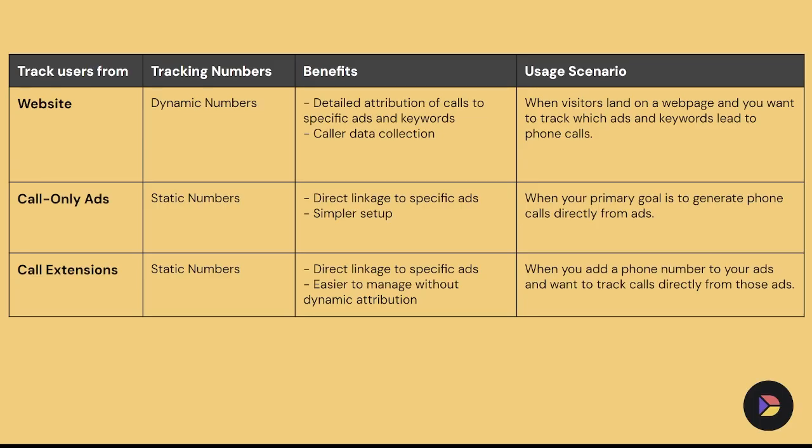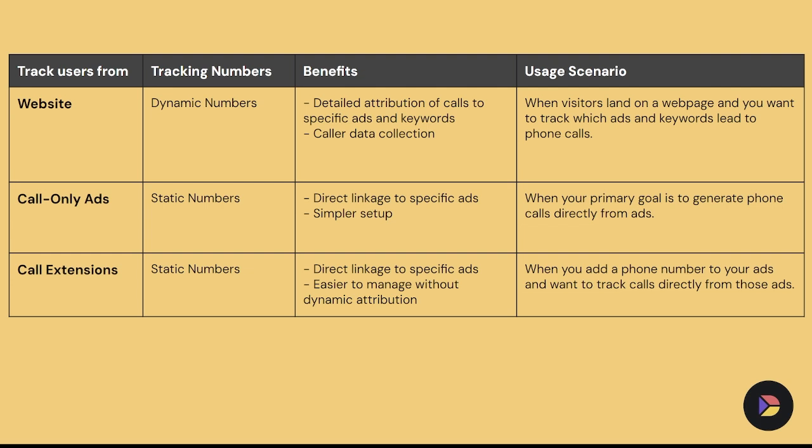The first step is to decide what campaigns in Google Ads you want to track. If visitors are coming to your landing page, implementing dynamic numbers allows you to enjoy the benefits of detailed attribution. This includes tracking which ads and keywords led to phone calls, gathering caller data, and optimizing your campaigns effectively.